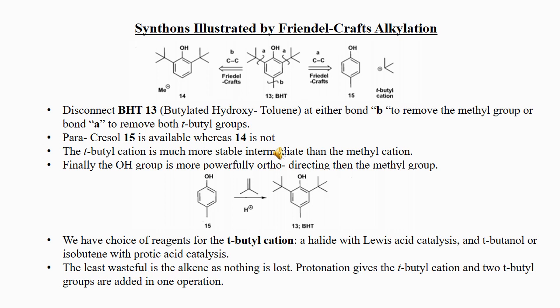Now we can see by doing these disconnections, the result of the C to C bond disconnection gave synthon 14 and a methyl cation. By the disconnection of the carbon to carbon bond of tertiary butyl, we got two synthons, number 15 and the other one is tertiary butyl cation. Number 15, paracresol, is an available chemical, whereas 14 is not an available chemical.